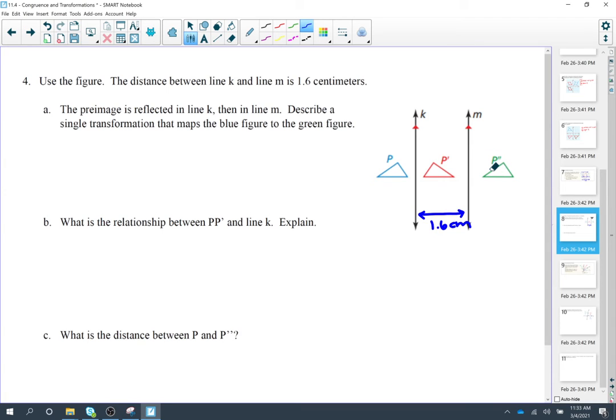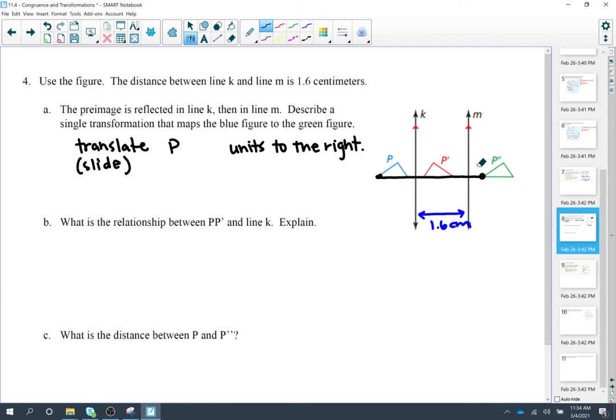So the question becomes, how do I just get from the blue one to the green one without reflecting twice? So what we can do is translate, which means slide P, blank units to the right. So I'm going to take P, move it, and pull it over here to P double prime.